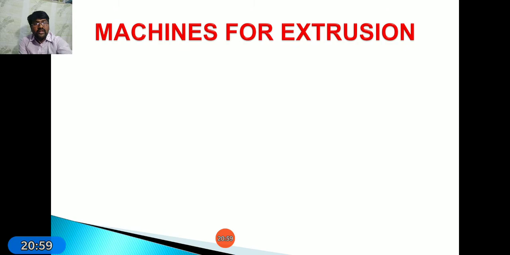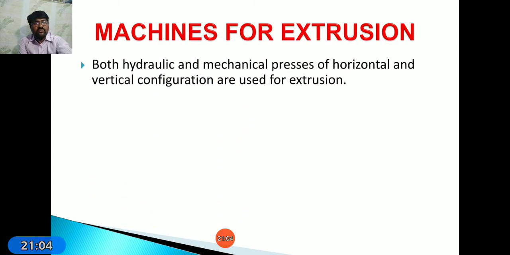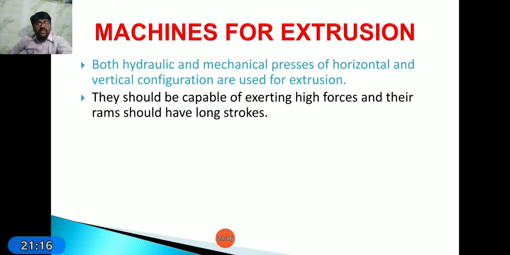Based on that, the thickness of the metal will be completed. Okay. Next, coming to machines for the extrusion process. There are different types of machines. Both hydraulic and mechanical presses of horizontal and vertical configurations are used for the extrusion process. Next, they should be capable of exerting high forces, and their rams should have long strokes. Like that, we have to select the machines.